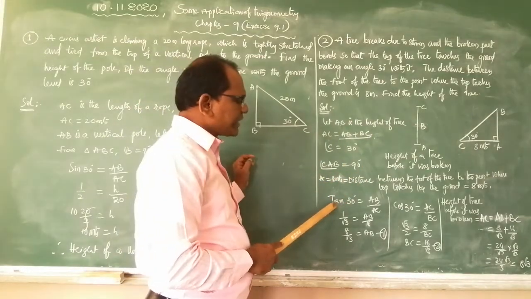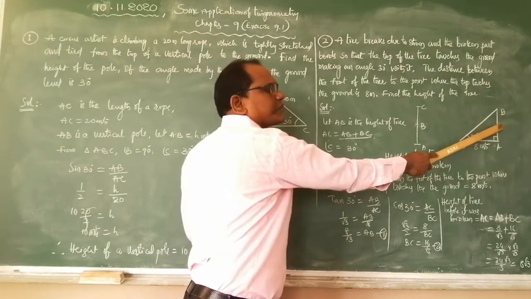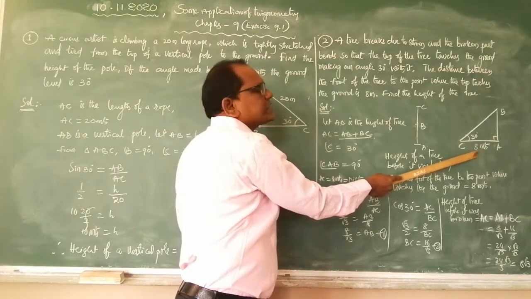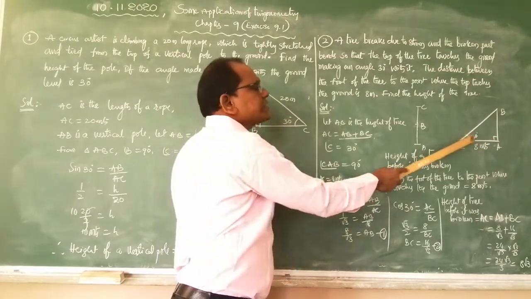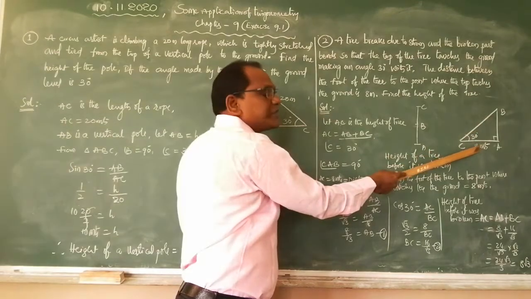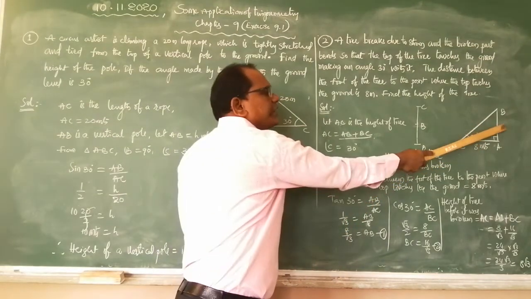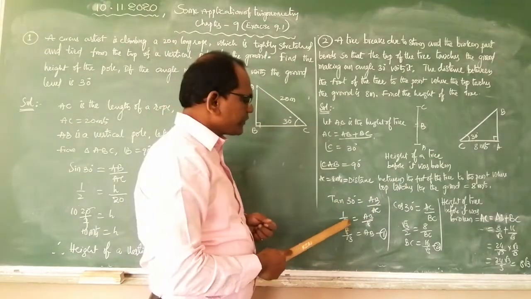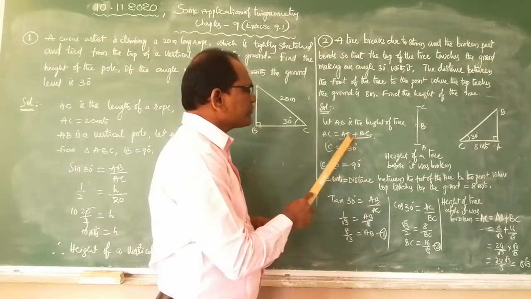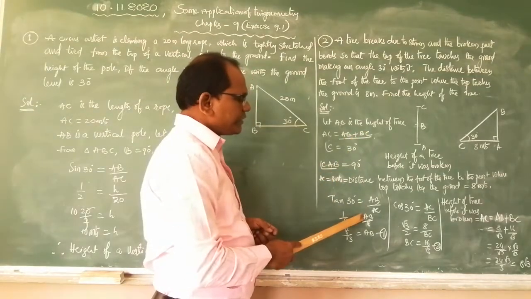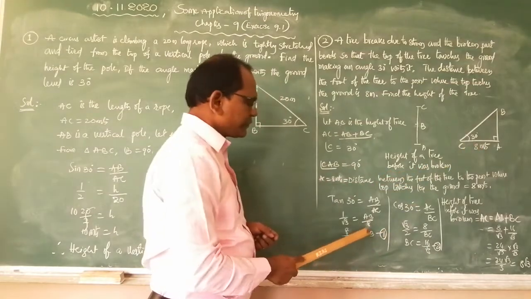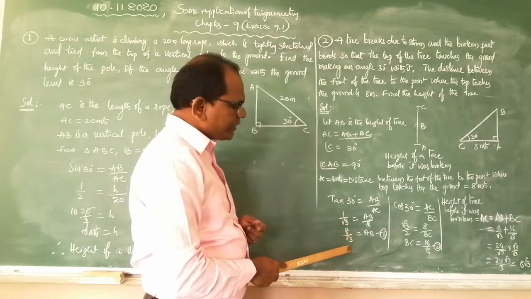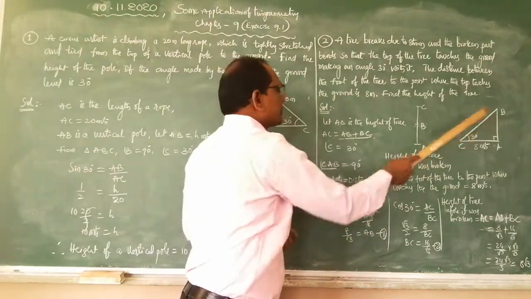First, I have to find AB. Tan 30 is the opposite side by the adjacent side of 30 degrees, so tan 30 equals AB by AC. Tan 30 is 1 by root 3, from the table. AC is the distance, 8 meters, so 1 by root 3 equals AB by 8. Cross multiplying, AB equals 8 by root 3. We got AB.